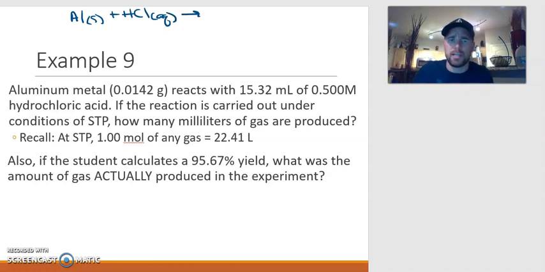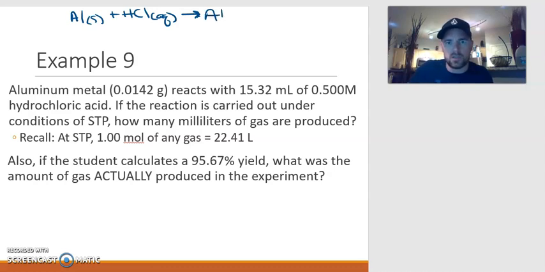So this is a single replacement reaction. Remember, for single replacement reactions, you need to check the activity series. Aluminum has to be higher in the activity series than hydrogen. So we need to check that. It is, I know, but make sure you check those, right? Because if it's not higher, this actually is a no reaction. But aluminum is more reactive, and so aluminum is going to bond to chlorine.